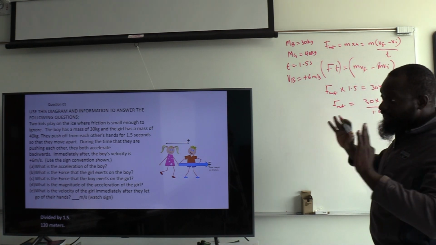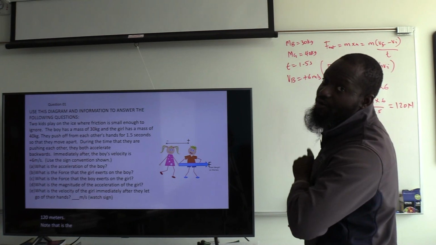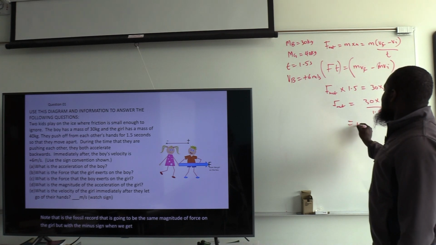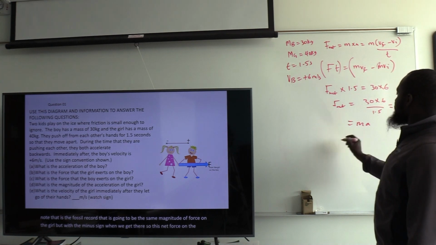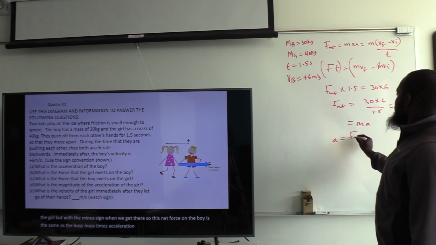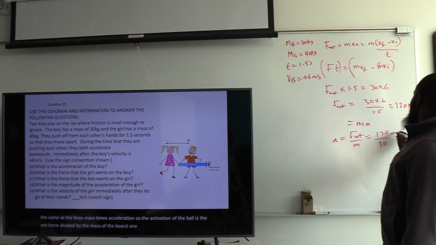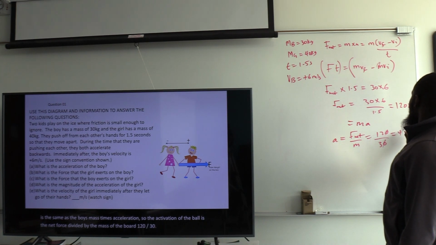Note, that is the force on the boy. That is going to be the same magnitude of force on the girl, but with a minus sign when we get there. So this net force on the boy is the same as the boy's mass times acceleration. So the acceleration of the boy is the net force divided by the mass of the boy, 120 divided by 30, which is 4 meters per second squared. Good.